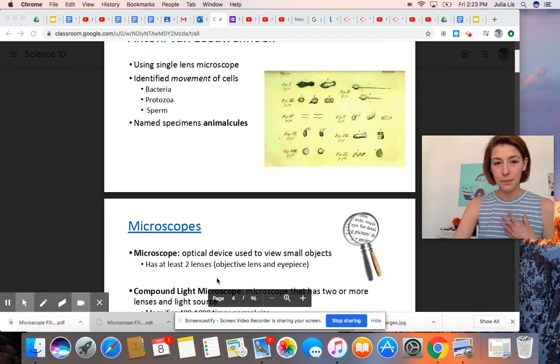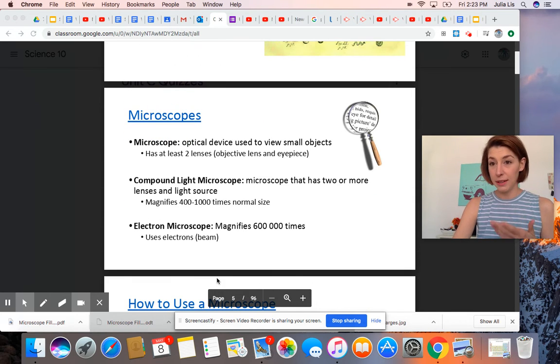So then we get to microscopes. There are going to be a couple different types of microscopes that we look at. The main one is going to be this compound light microscope. It's the microscope that I'm going to get you to label, and it is what we use most often in a science laboratory, or even in universities. We often use compound light microscopes.